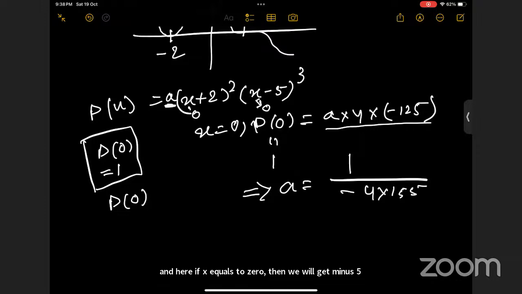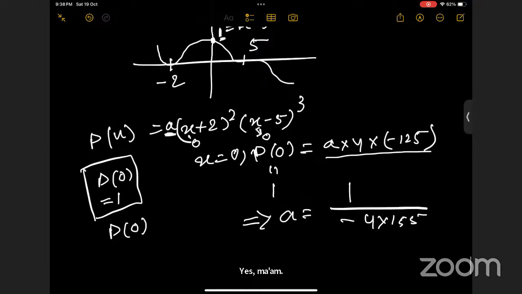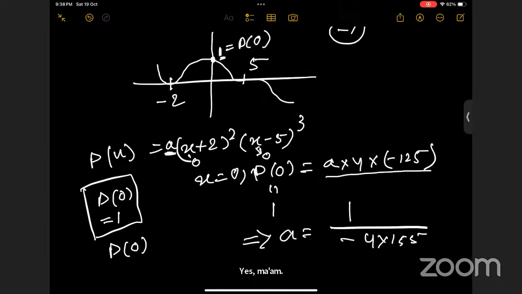Ma'am, x minus 5 the whole cube, it may be possible to have a power of 5 or 7 also, right? Yeah, but here we are taking the least degree. We will always work with the least possible degree.